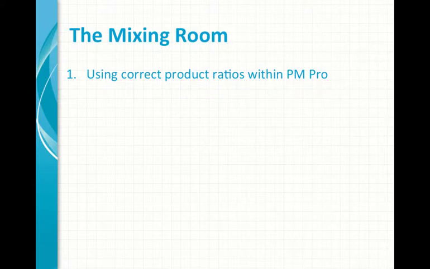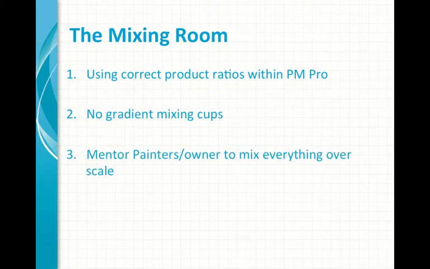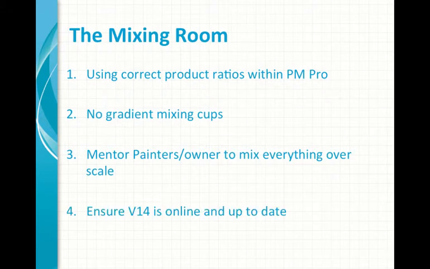So, mixing room, using correct product ratios with Profit Manager Pro. No gradient mixing cups. Painters or the owner need to mix everything over the scale. Now you need to be the mentor for them, and you need to explain why this is important. And ensure that version 14 is online and up to date. Version 14 updates more successfully using the internet, and therefore if you want to have this running at its best, and indeed KPI Online working, you need to have the internet connected there.